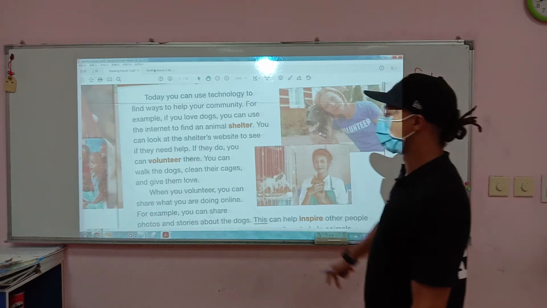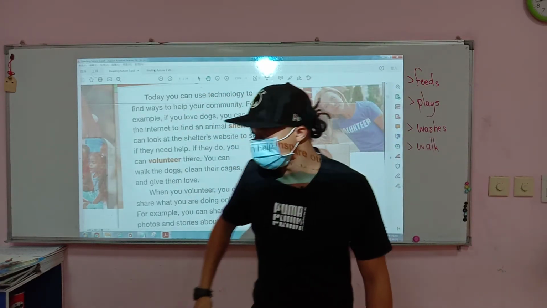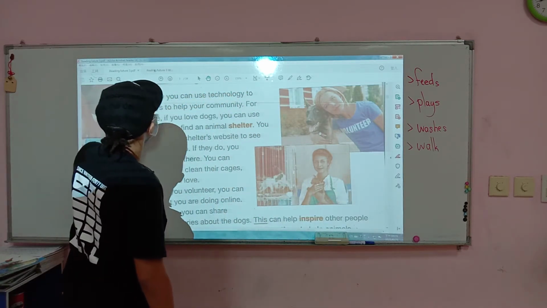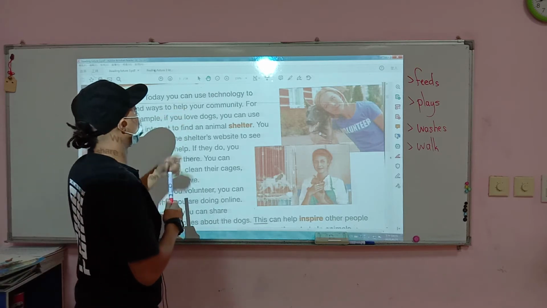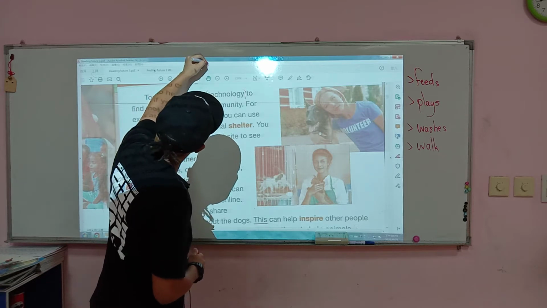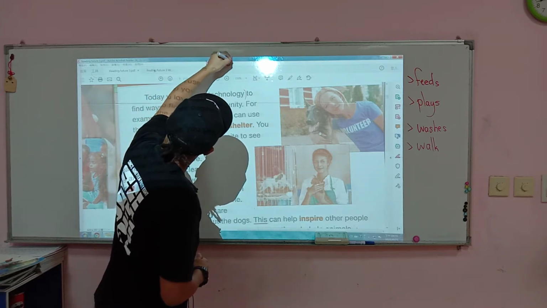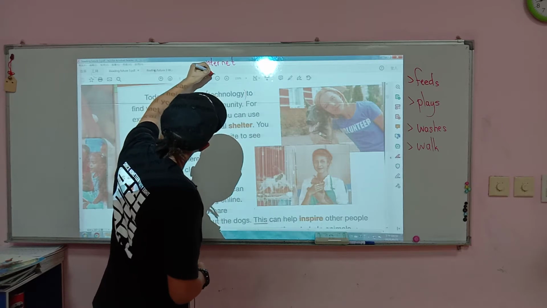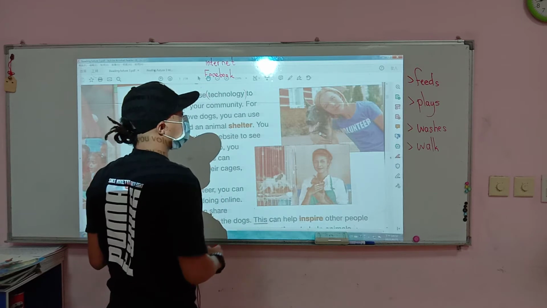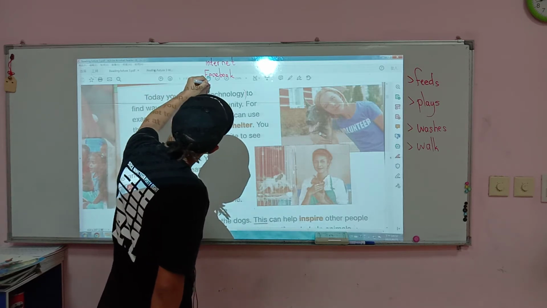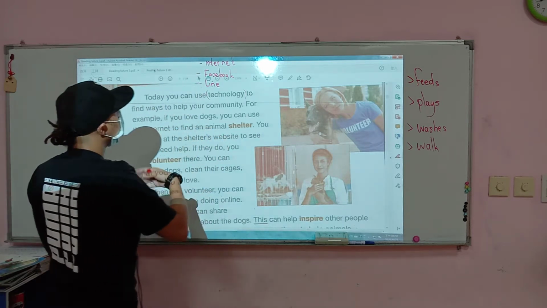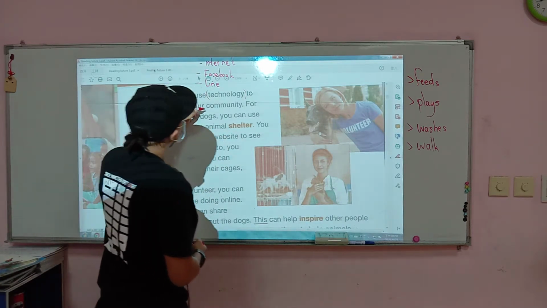Okay, so let's have a look at the first paragraph over here. And it says, today you can use technology to find ways to help your community. So like I said earlier, technology, so it's things like the internet, Facebook, what other sites do we have? Line, okay. So these things, using technology to find ways to help your community.